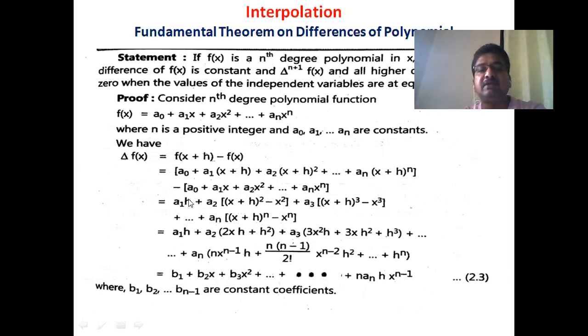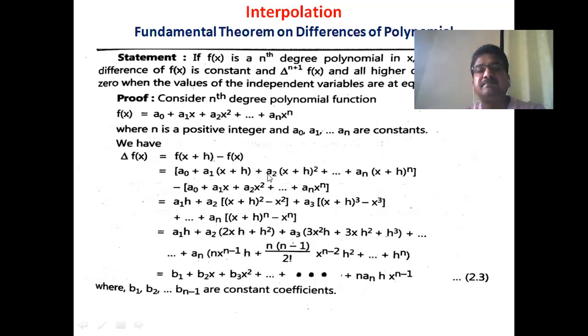a0 minus a0 is 0. Then a1x in this, plus a1x, and this negative a1x. Because of this negative, all the terms in the bracket are negative. So a1x minus a1x is 0. And then what do we have? a1h is the first term. And then a2(x+h) squared.